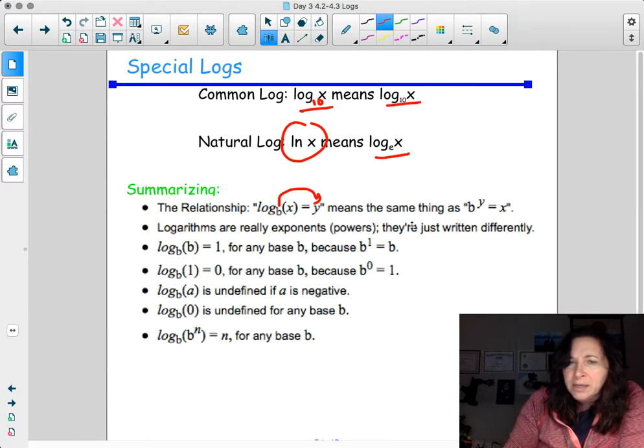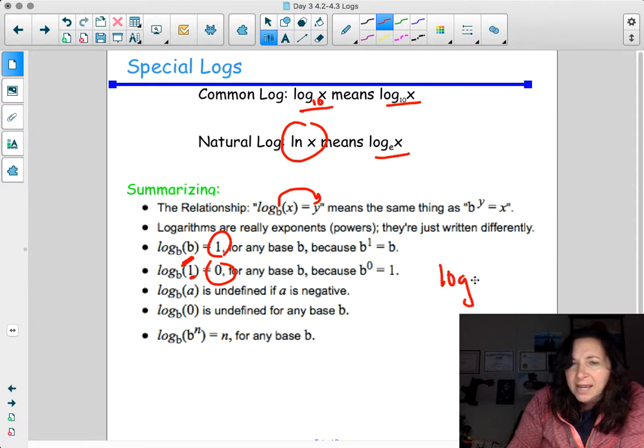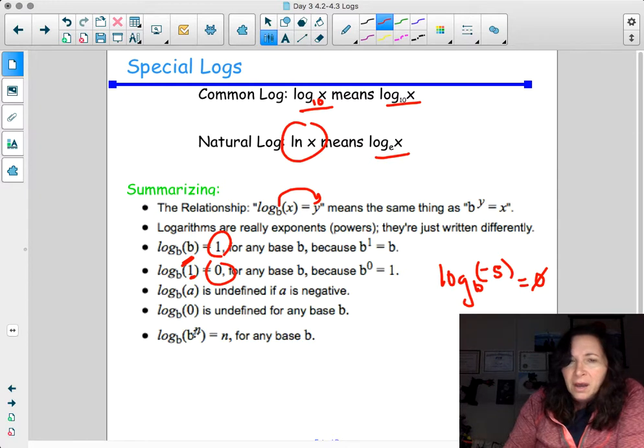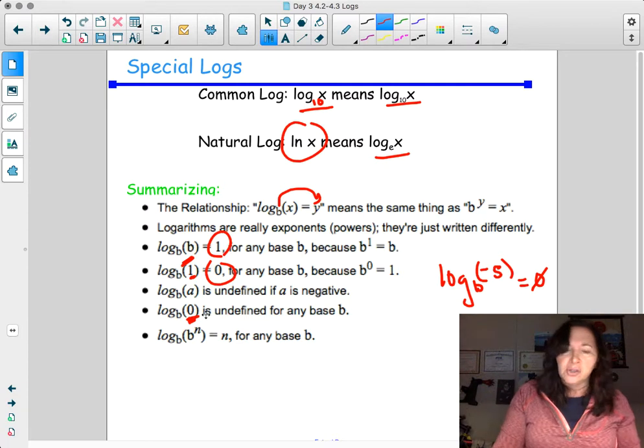Logarithms are really exponents or powers. Log base b of b. So remember, these are both the same. That's it. Your answer is going to be 1. Anytime you go log base b of 1, that's going to be 0. Log base b of a is undefined if a is negative. Remember, if I were to have a negative argument, like -5, my solution is no solution. There is no solution for this problem. Also, you cannot have an argument that's 0. So if your argument is 0, your answer is undefined also.